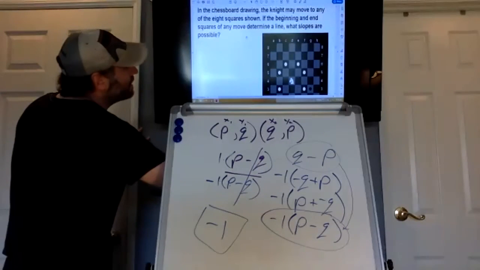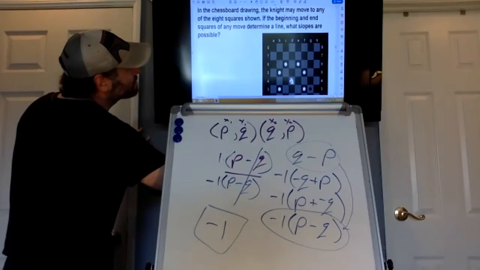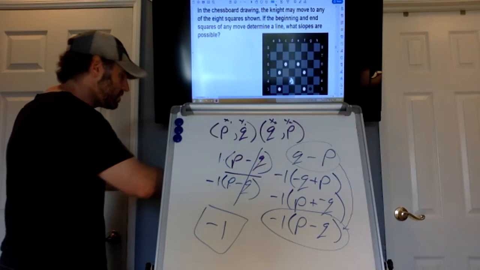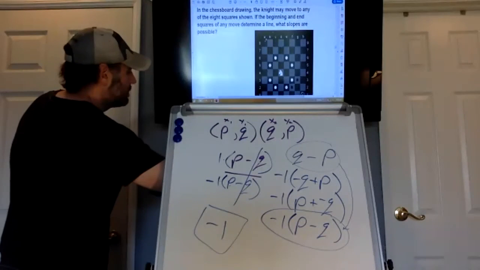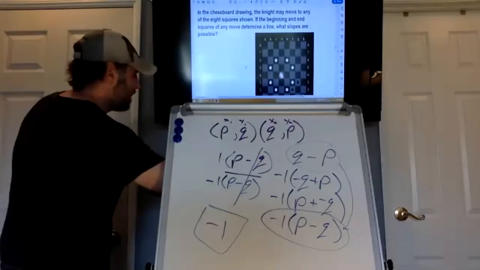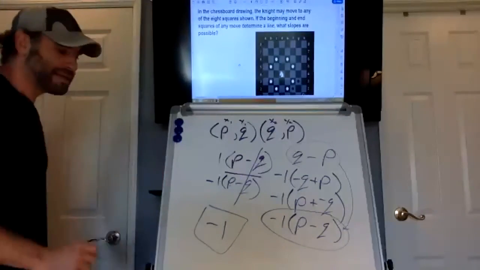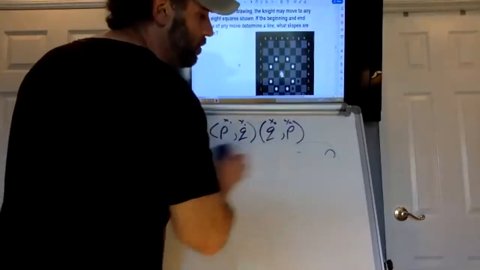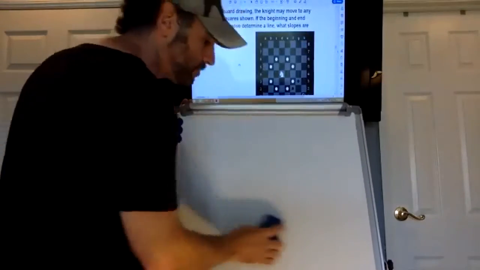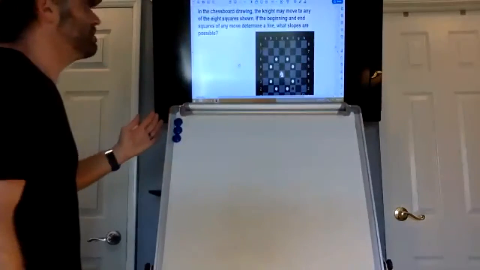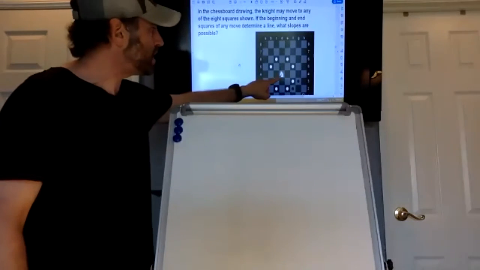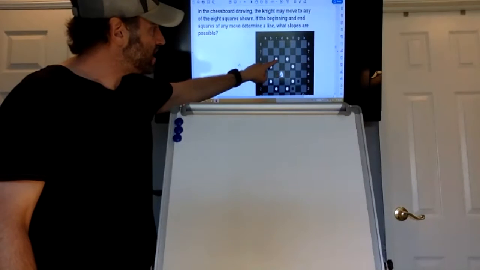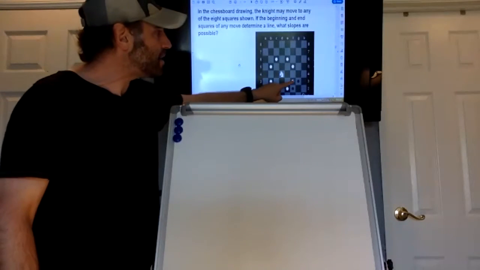Okay, I think I need to shrink this down a little bit to fit. So let's go to 200. Yes, that's good enough. In the chessboard drawing, the knight, so people that understand chess already know this, but there's a lot of people that don't know how to play chess, they don't know the rules. The knight is, people would say, the weirdest moving piece. This knight can move to any of these white spots. That is how the knight moves.